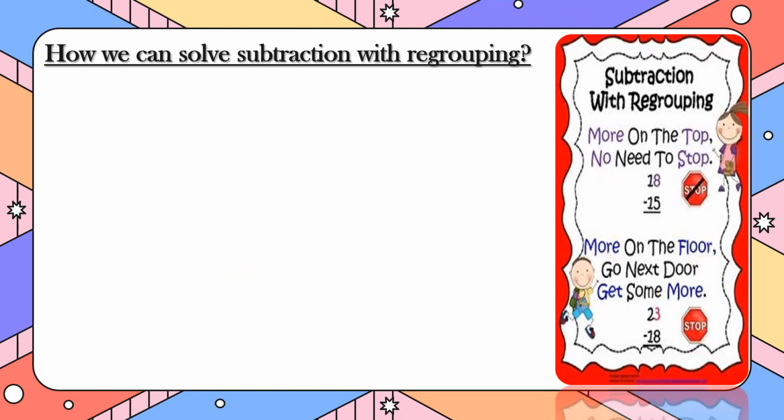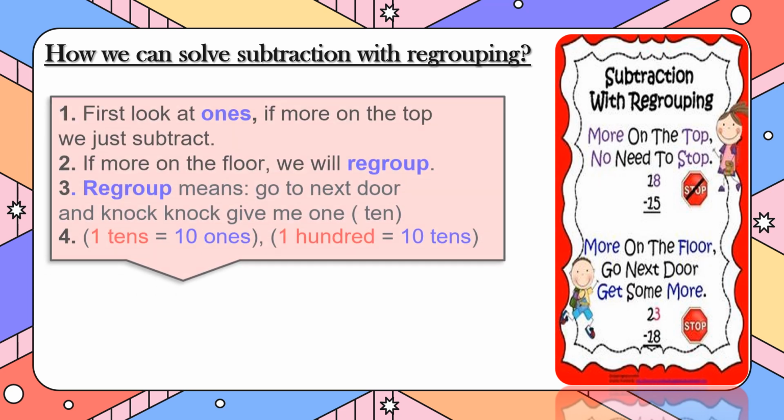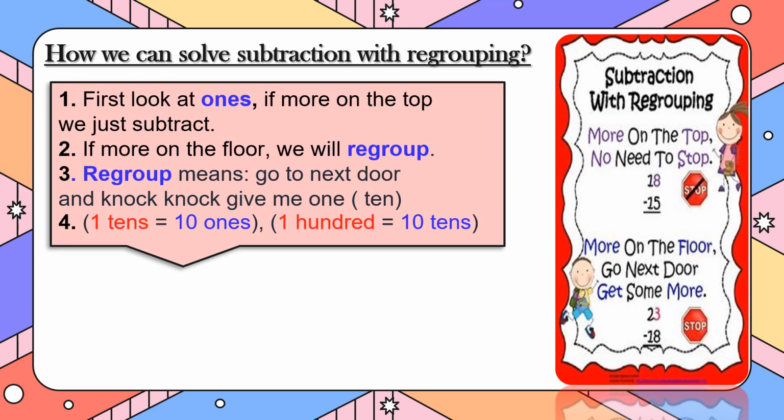Now let's move to the next topic. It's about subtraction with regrouping. How can we solve subtraction with regrouping? First, look at ones. If there are more on the top, we just subtract. If there are more on the floor, we will regroup.